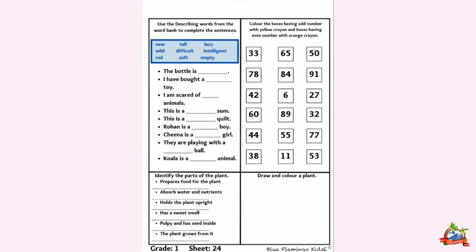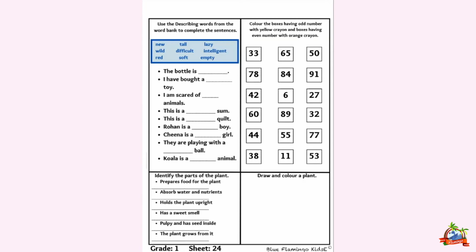Second number is 78. 78. So color it with orange. It is an even number. ये क्या है? Even number है. So we will color it with orange color. Understood? 42. It is also an even number. ये भी even number है. So we will color it with orange. इसे भी orange color करेंगे.